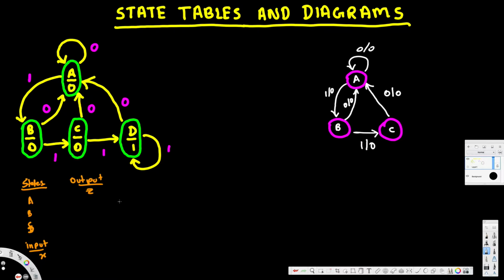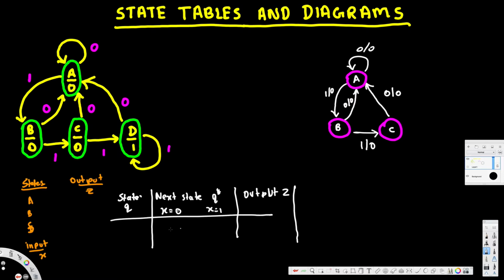In the state table, first we write the states. We call this one Q. And then the next state will be written by Q asterisk, and X is equal to 0, X is equal to 1, and the output is Z.